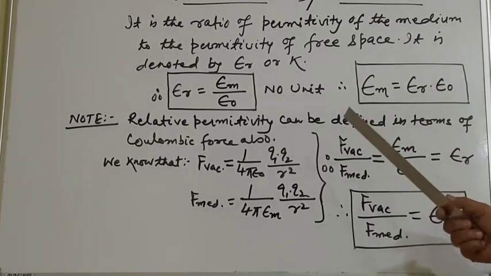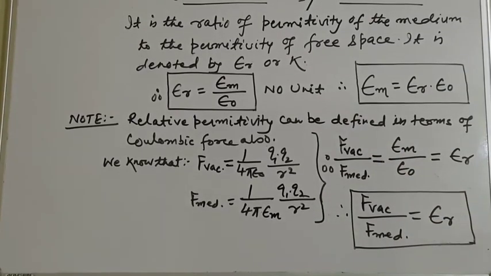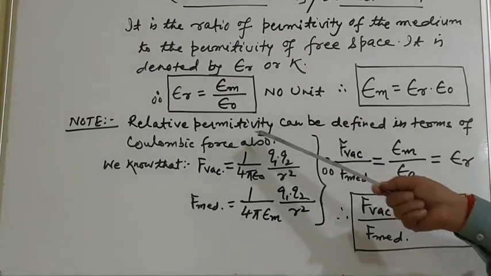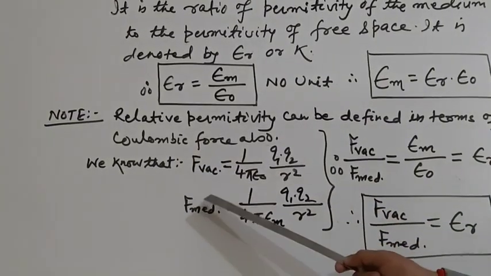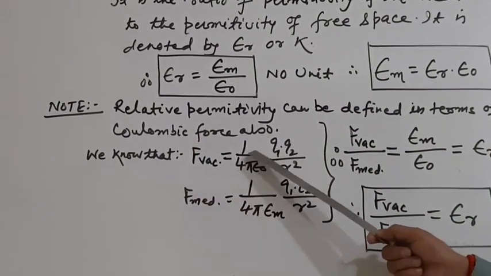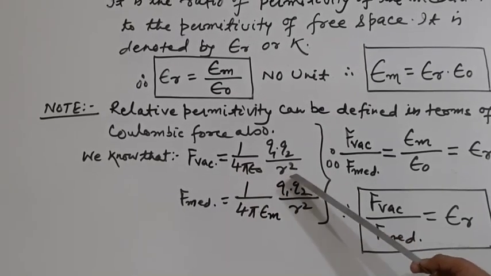Now one thing should also be noted: this permittivity can be defined in different ways. For example, I have taken that it can be defined in terms of the Coulombic force. We know these two equations. Force in vacuum is given by 1 by 4 pi epsilon naught Q1 Q2 by R square.